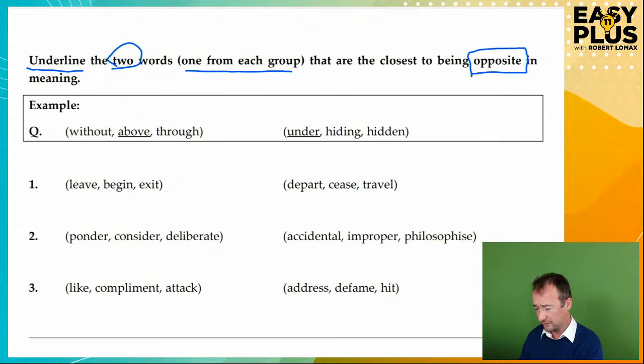Last thing I want to point out is the word closest. Why is this important? This means that you will not always find a perfect opposite, a perfect antonym, okay?